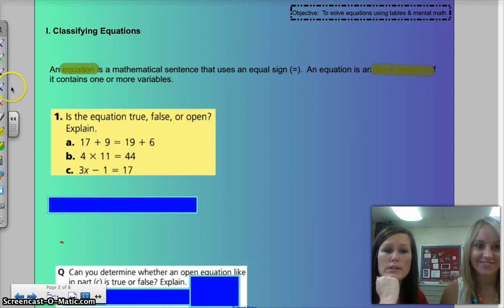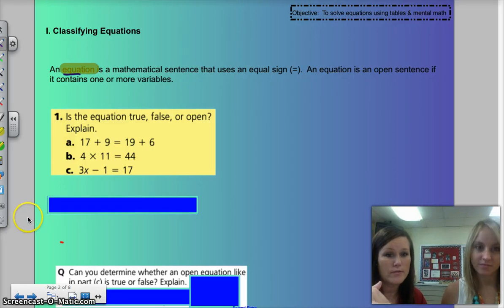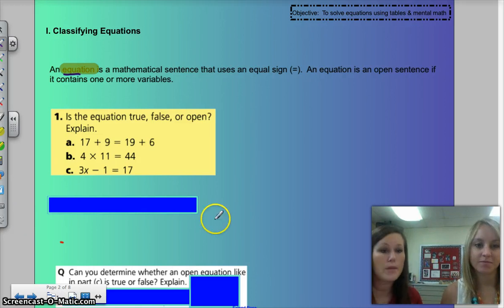An equation is a mathematical sentence that uses an equal sign. You can see the word "equa" in the word, so equation has an equal sign. The opposite of that would be an expression, which doesn't have an equal sign. So we are going to look at open equations here and decide if they are true, false, or open. An open equation or an open sentence is one that has one or more variables.